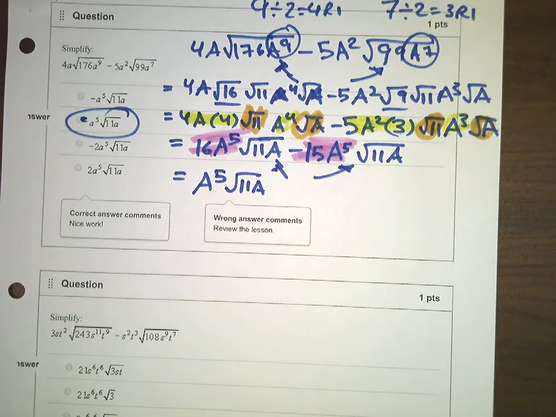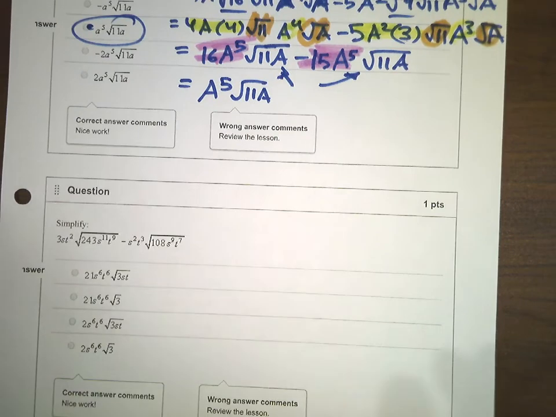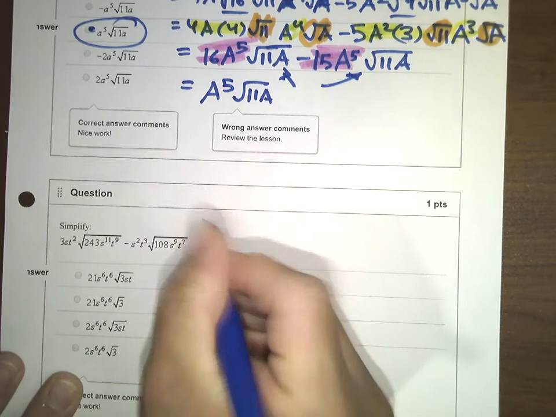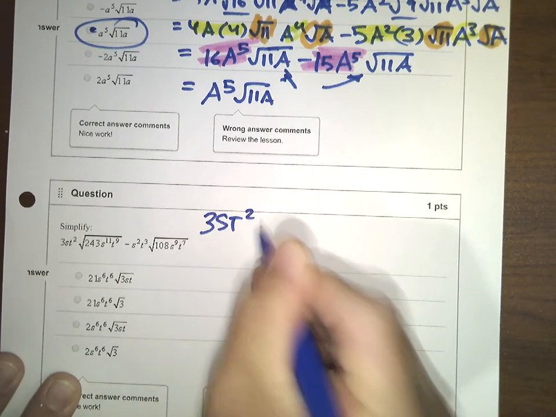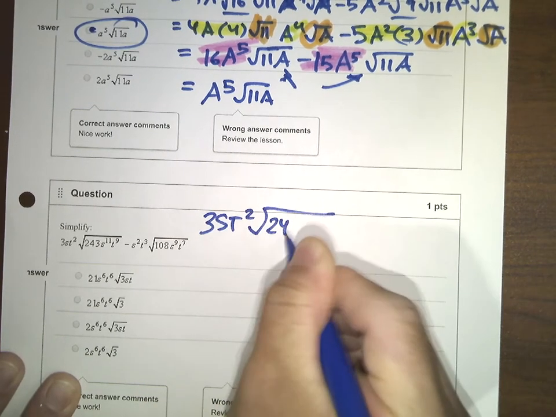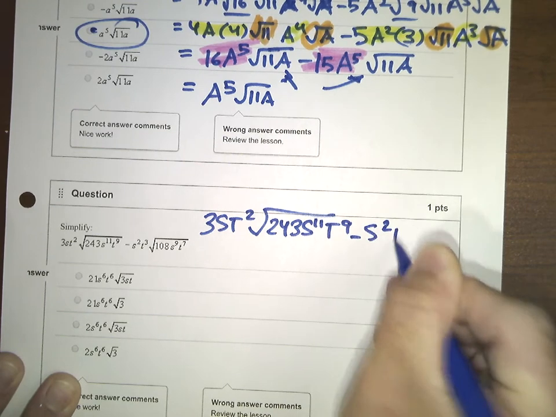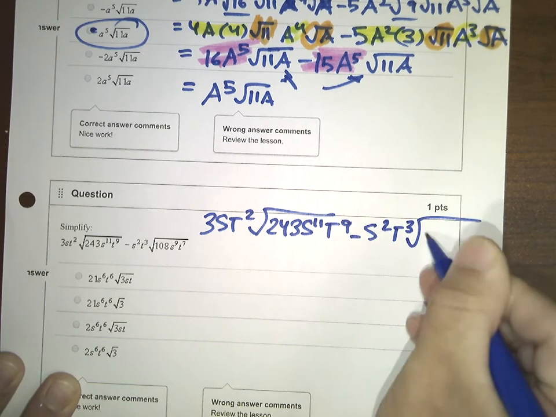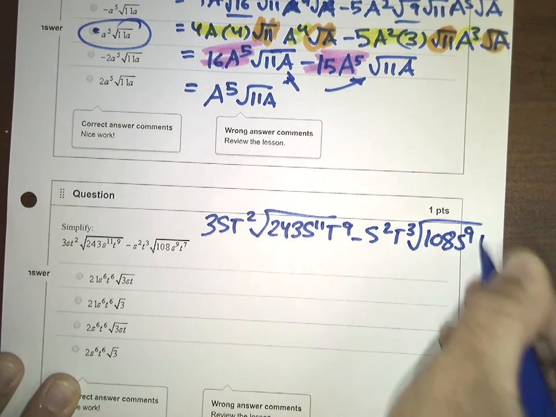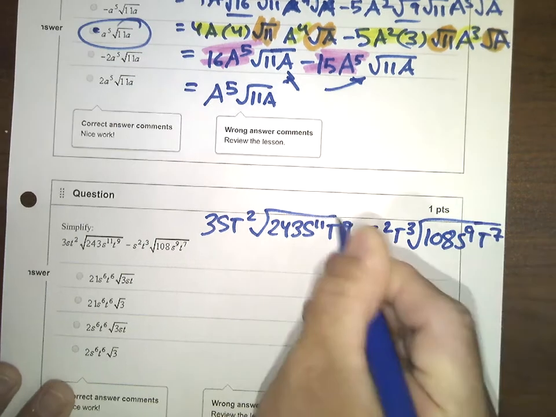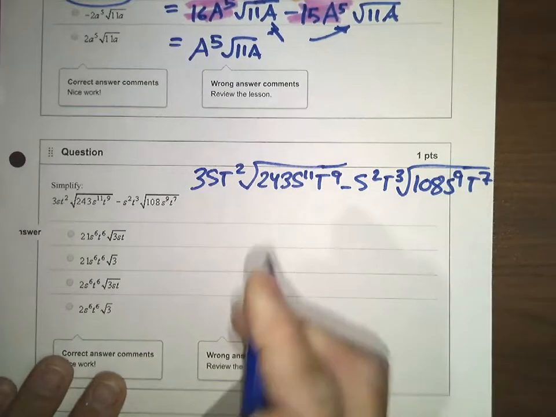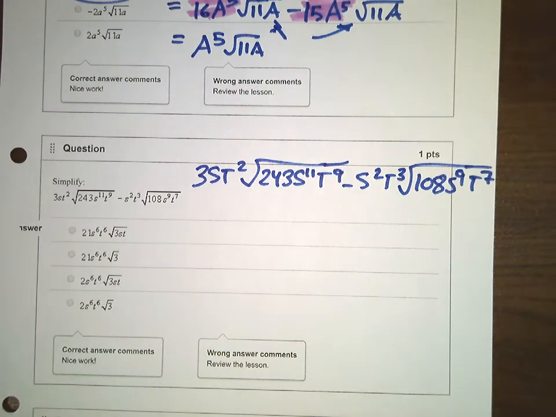All right, let's try another one here today. So we have 3st squared, square root of 243, s to the 11th, t to the 9th, minus s squared, t to the 3rd, square root of 108, s to the 9th, t to the 7th. All right, so now we see that these are not the same radical. So now I need to go ahead and simplify these here.